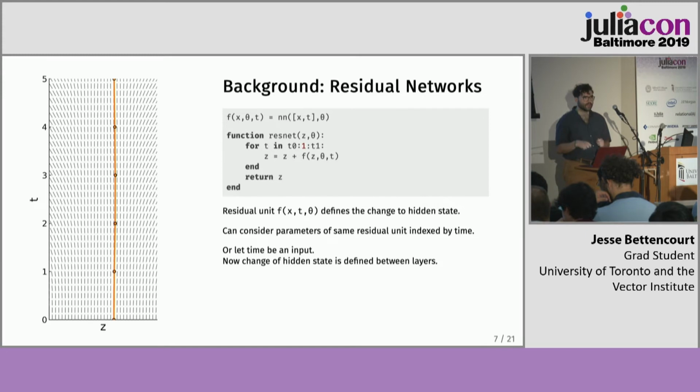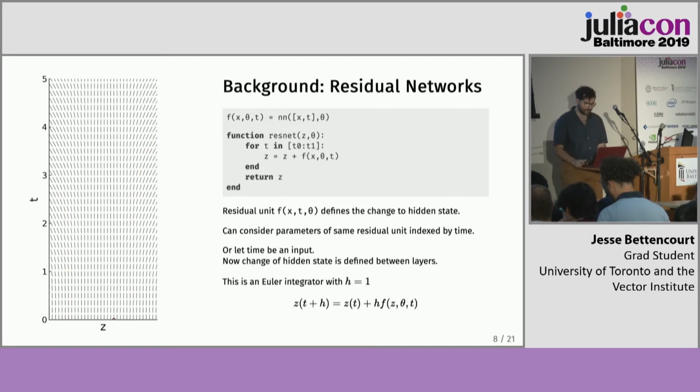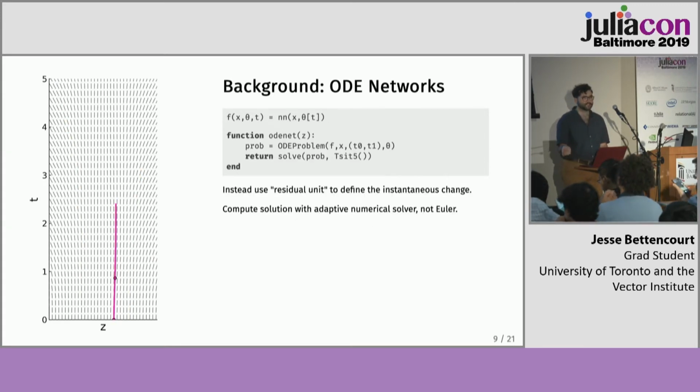Alternatively, we can have time as an input to the residual unit or as an input to a hypernetwork, which then outputs the parameters for a residual unit. And in this way, we've actually also implicitly defined how the change in state happens in between residual units. But now this looks exactly like an Euler approximation with step size 1. And so we use this to motivate, as before, using a more sophisticated numerical solver, such as an adaptive solver.